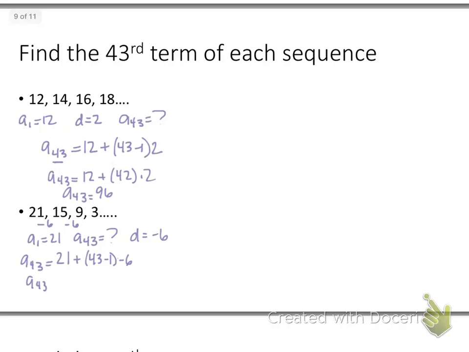So a sub 43 equals 21 plus 42 times negative 6. So 21 plus 42 times negative 6. My 43rd term this time would be negative 231.